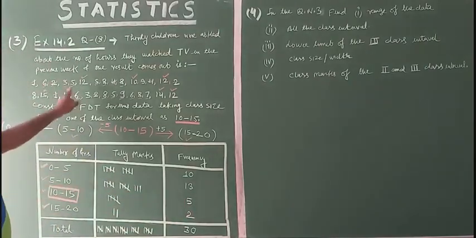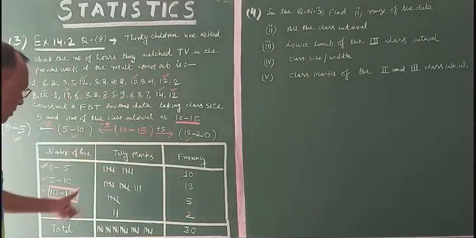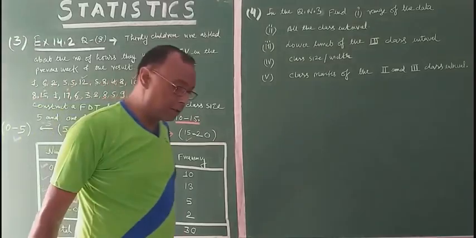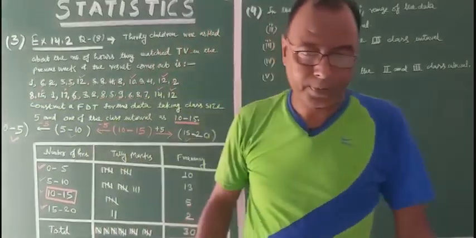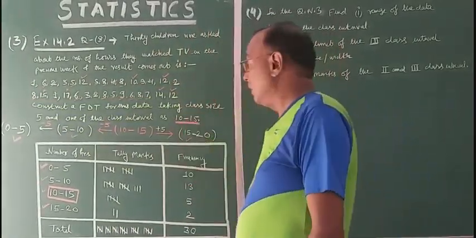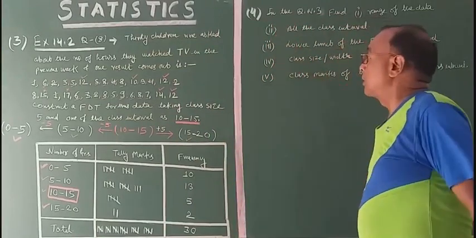It means this construction of frequency distribution table is correct. Okay. And this is the next question.